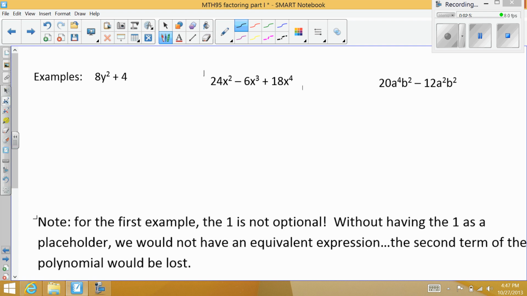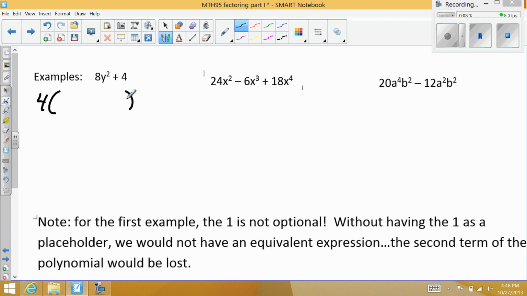A few more examples. Now this first one, 8y squared plus 4, sometimes you can spot these quickly, sometimes you'll want to go ahead and expand it out. This one I think you can kind of see that with the 8 and the 4, what's common to both of these terms is a 4. A y squared is not common because the second term, the 4, has no variable, so no y. So what we can do is undistribute out the 4.